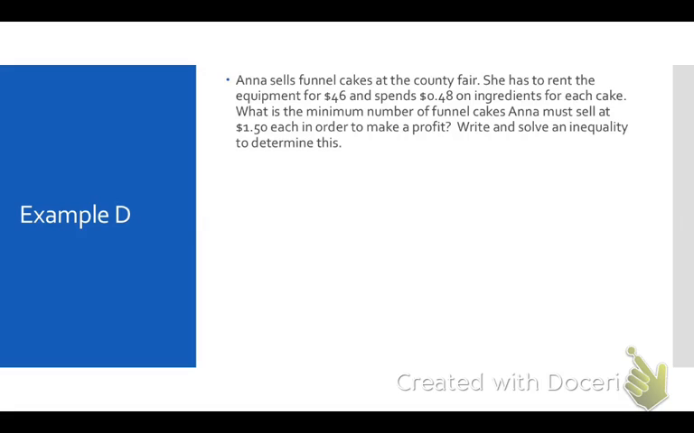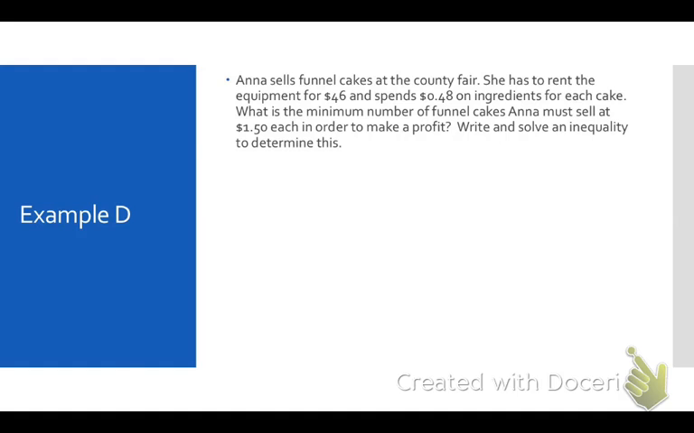Let's look at an application now where we will have variables on both sides of the inequality. It says Anna sells funnel cakes at the county fair. She has to rent the equipment for $46 and spends 48 cents on ingredients for each cake. What is the minimum number of funnel cakes Anna must sell at $1.50 each in order to make a profit? Write and solve an inequality to determine this.